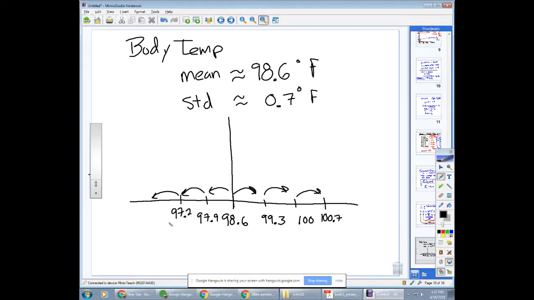And 3 standard deviations would be 96. Thank you, 96.5. So if human body temperatures are normally distributed, and they kind of are, most people would be in this category over here. So somewhere in this region right here. And then as we move out, if I draw a blocky histogram, it's going to look kind of like this.